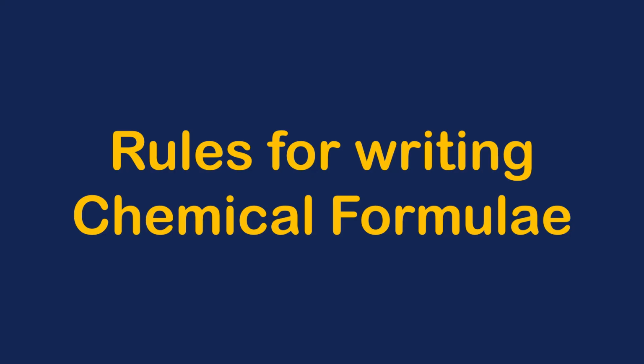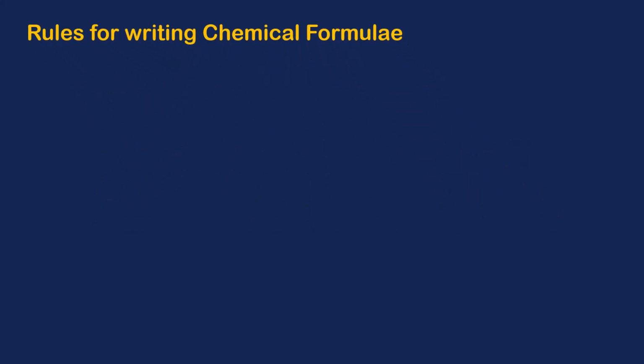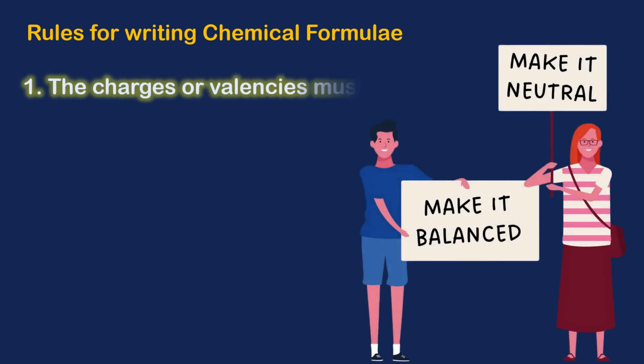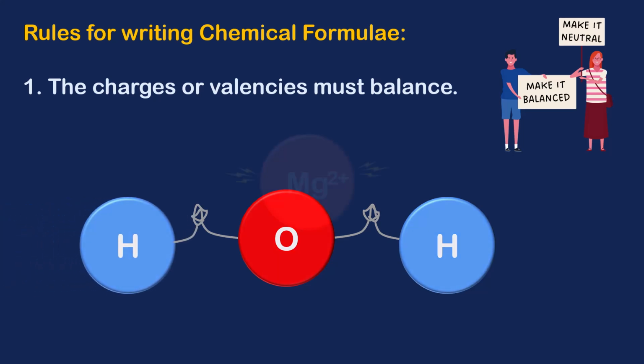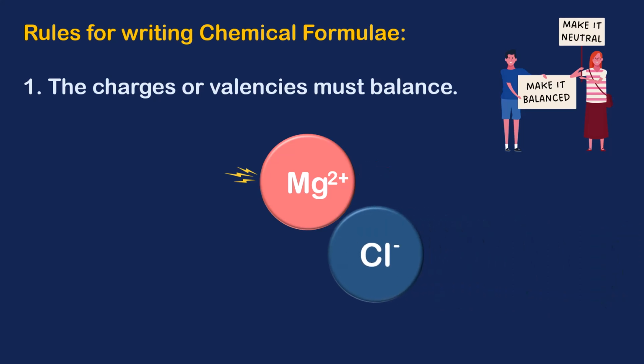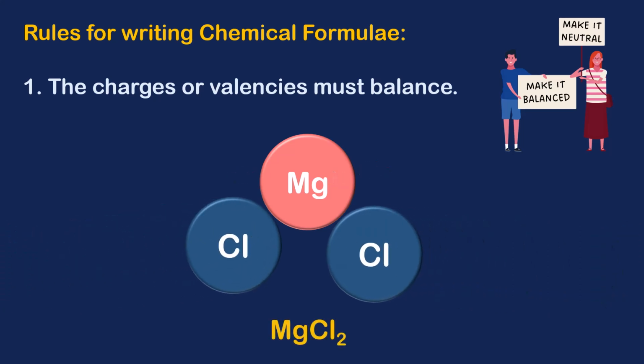Let's learn about the rules for writing these chemical formulas. Here is the first and most important golden rule. The charges or valencies must balance. If one atom has two hands and the other has one hand, you need two of the second one to balance. Same for charge. The charges must balance out. No leftover positive or negative.